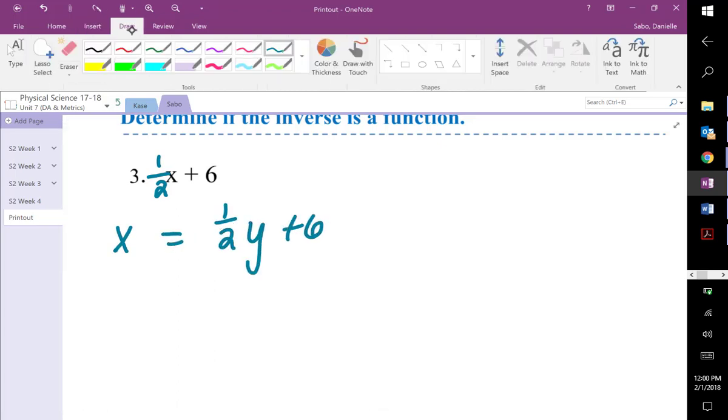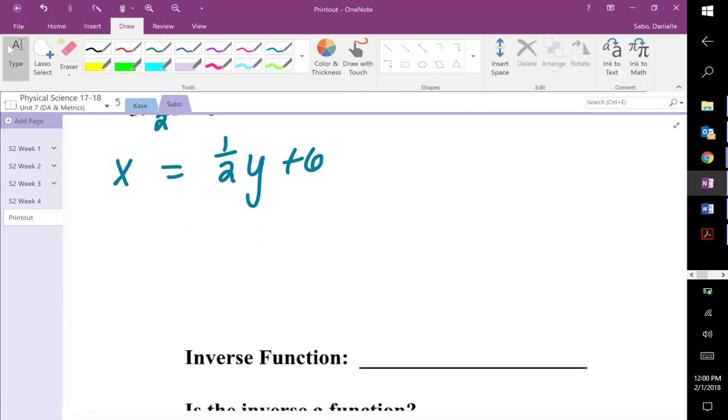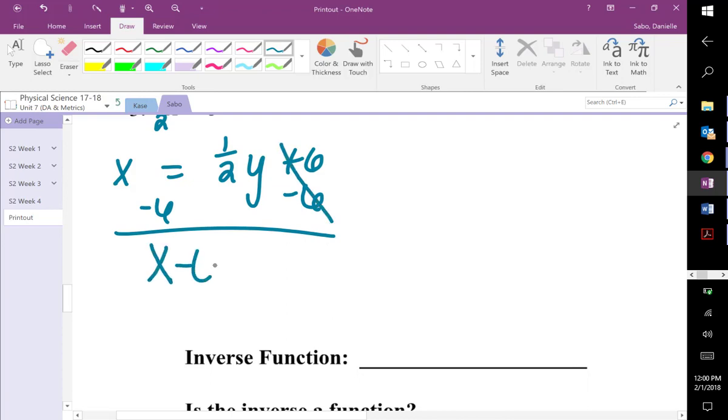I'm going to walk you through this one. And we have 7 minutes. So I would subtract the 6. Is this the same problem? Because I feel like mine did not convert correctly. It did. I would subtract the 6, and I get x minus 6 equals 1/2 y.